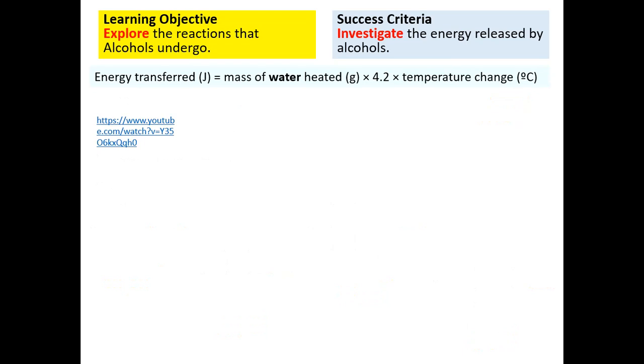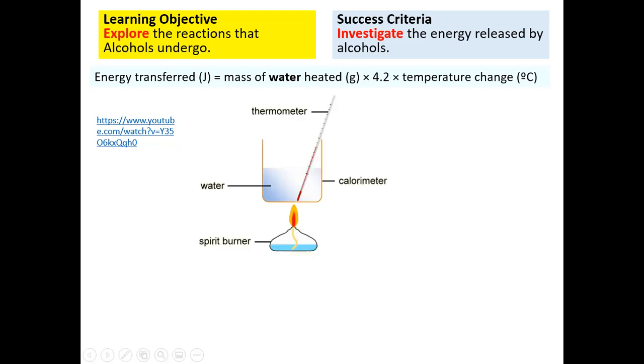Okay, so what we're going to do, and if we did this in the lab, we'd be doing the experiments, we're going to look at which fuel releases the most energy. And we do that using an experiment called calorimetry. And basically what a calorimeter is, and you can see it on the diagram, is where you use the fuel to burn and to heat up some water. And you measure the temperature change of that water.